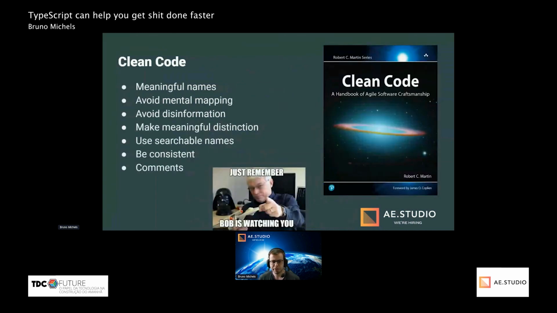So I do recommend Clean Code, to at least have this in the back of your mind. Clean Code talks about meaningful names, avoid mental mapping, avoid disinformation, make meaningful distinctions, use searchable names, be consistent, don't write comments, and Uncle Bob is watching you. Uncle Bob is the nickname of the person who wrote this book.